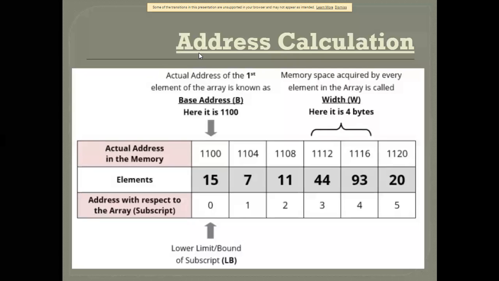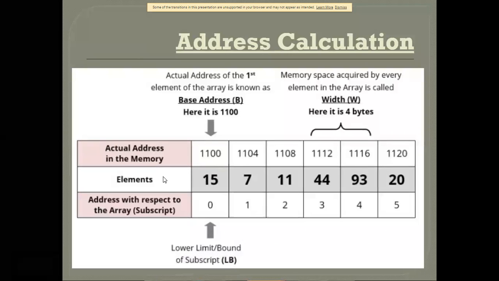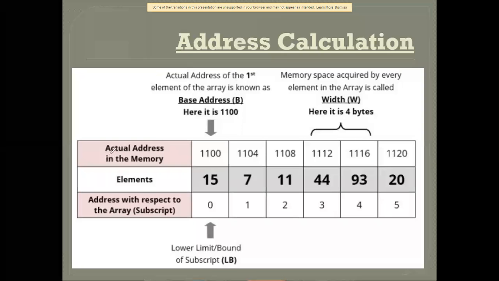So basically we are calculating the address calculation for a one dimensional array. Just be clear, this image is very important. Just concentrate. The first box represents the actual address in the memory. Let's say the total number of elements stored is 6. So concentrate on the first upper box, the first row. Just concentrate on this one. So this is the actual address in the memory.